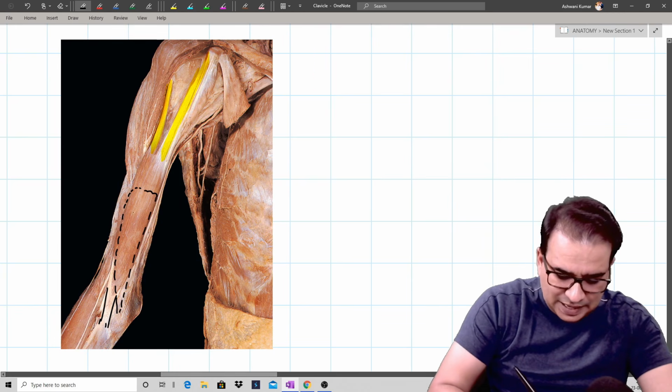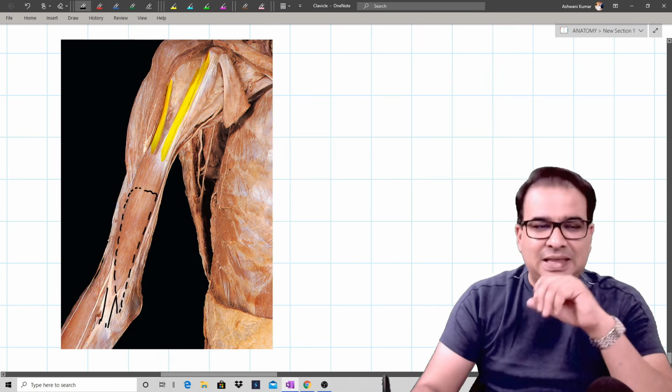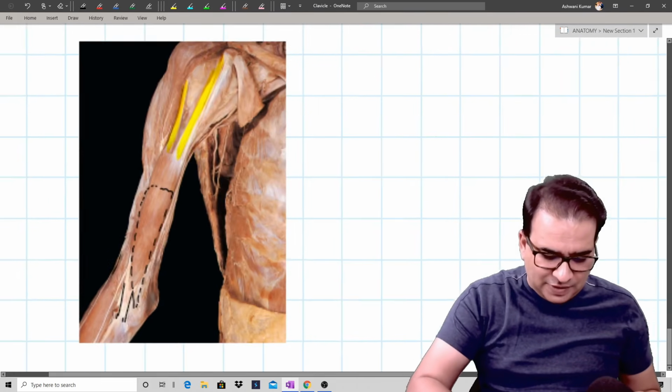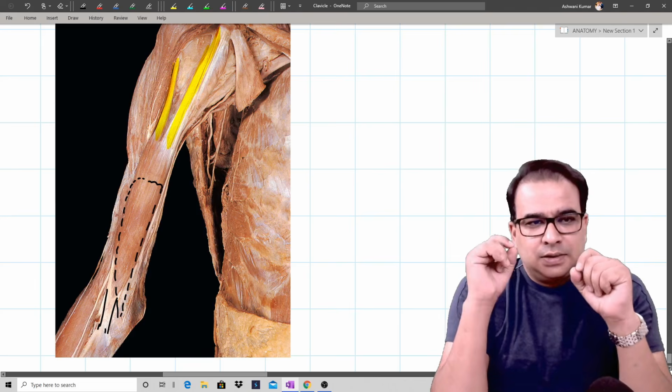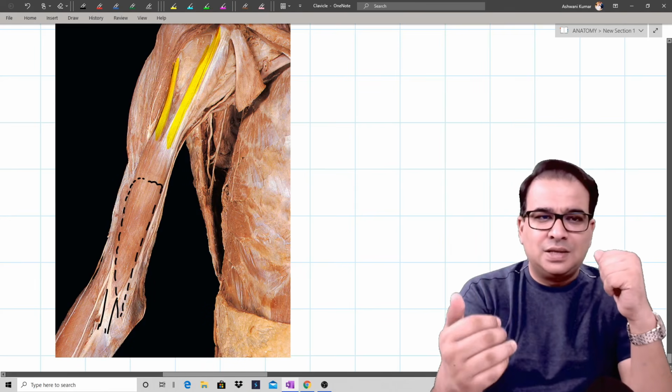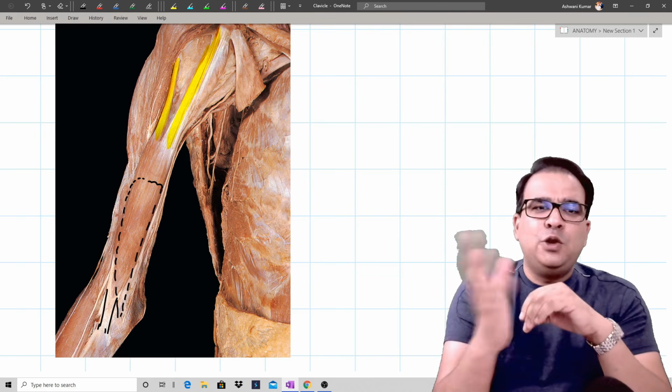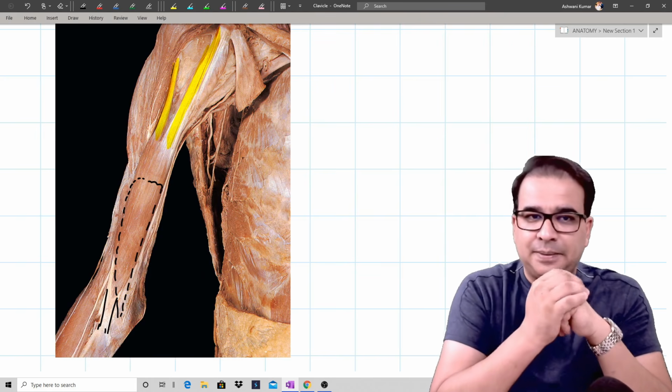And what muscle was that? That was the brachialis muscle. But that can be seen only when the biceps brachii is removed. I don't have that picture with me right now. So biceps brachii, remove that and you can see the brachialis muscle. You remove the short head of biceps brachii only and you can see the entire coracobrachialis muscle there.